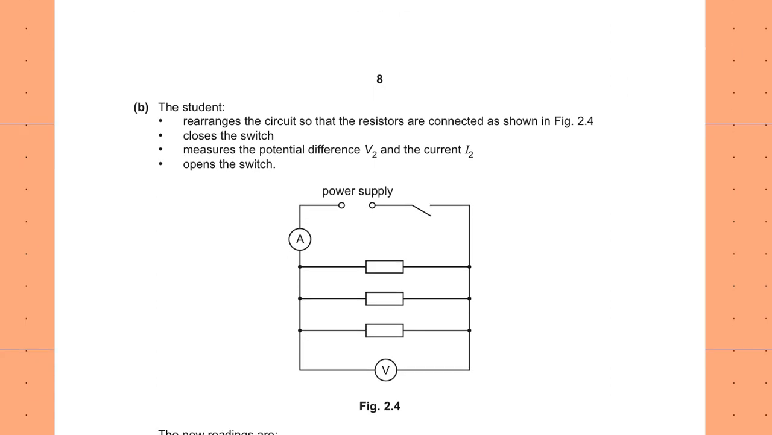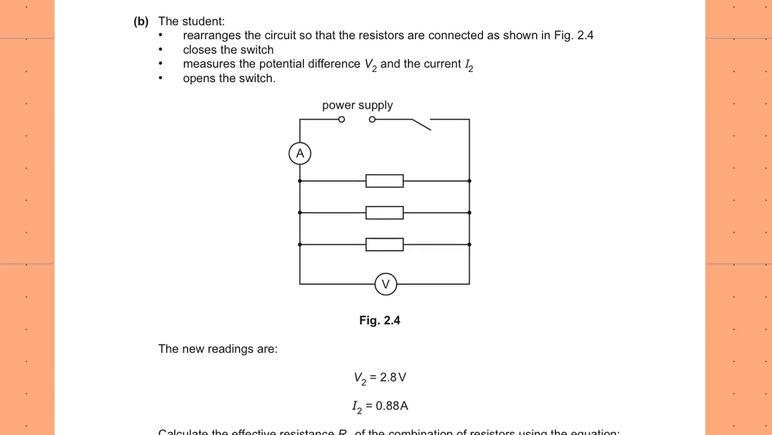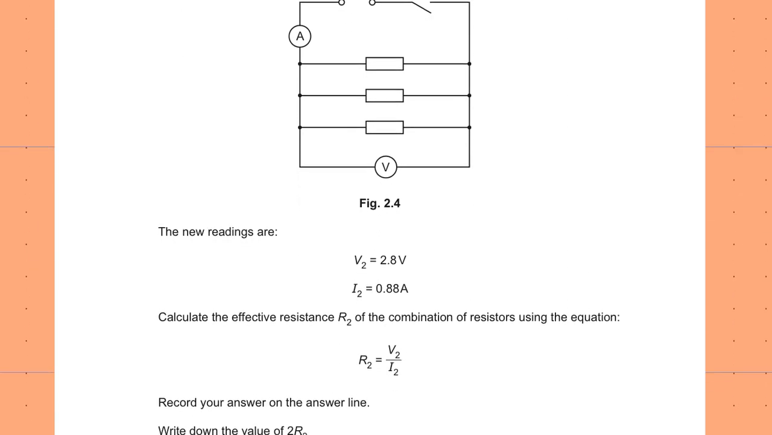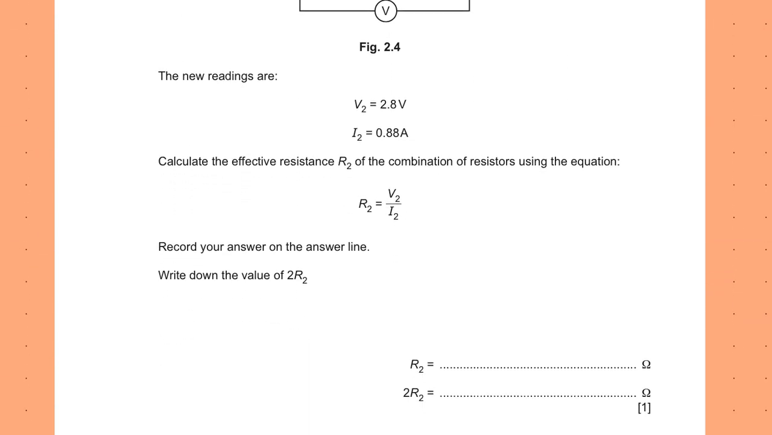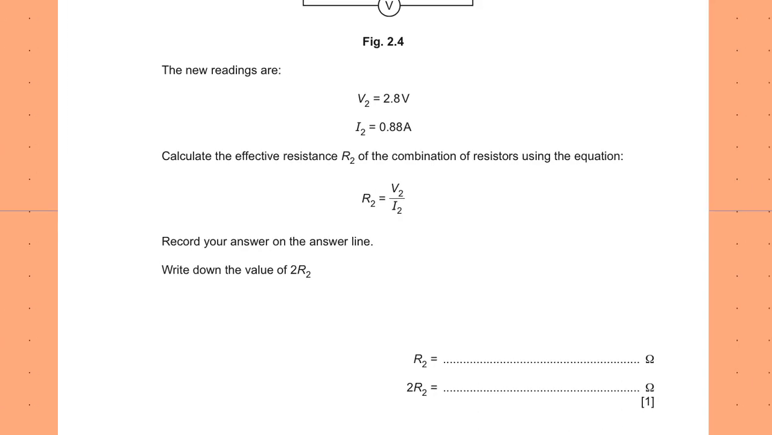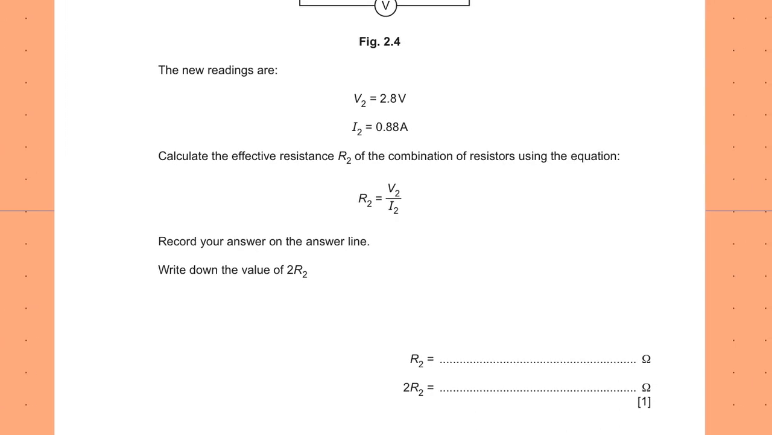The student rearranges the circuit, so now the resistors are connected in parallel as shown. Now he takes the new readings, 2.8, 0.88. Record your answer on the second line. Calculate the effective resistance, that's R2, and then also write down the value of 2R2. So 2.8 over 0.88 is 3.1818, so 3.2 ohms, if you're again keeping this 2 SF, and then the double of that is going to be 6.4 ohms.